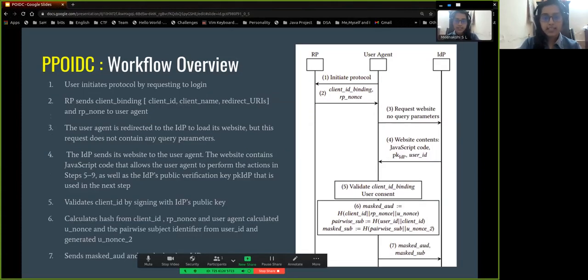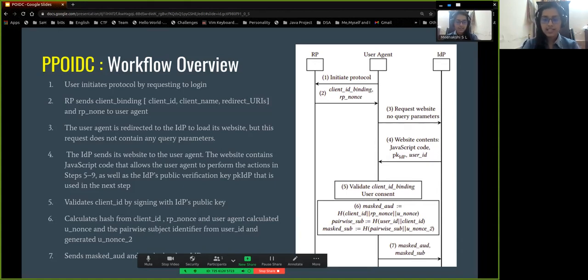So putting it all together, this is the workflow overview of the pairwise privacy preserving OpenID Connect. Initially there would be an RP, user agent, and ID provider. The user agent would initiate the protocol. The client ID binding and RP nonce are sent back to the user agent. As before, it would request the ID provider for a user ID and private key. Now the client ID binding is validated. User consent is received. The hash values are calculated.